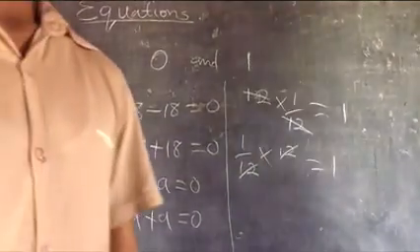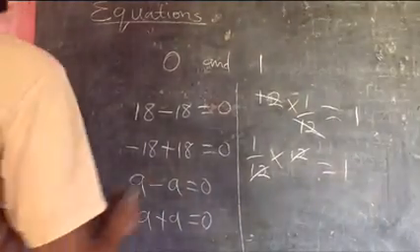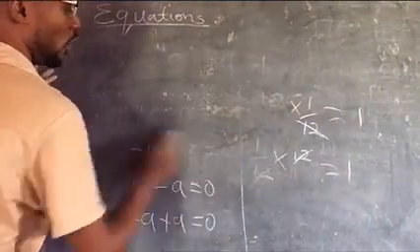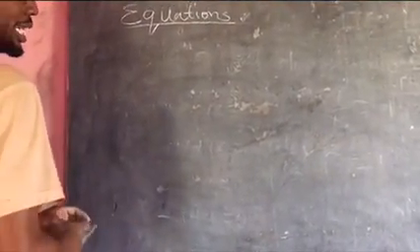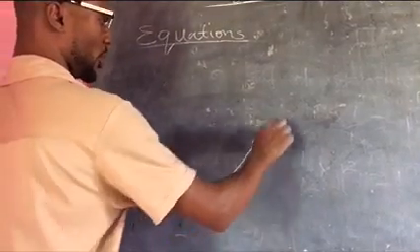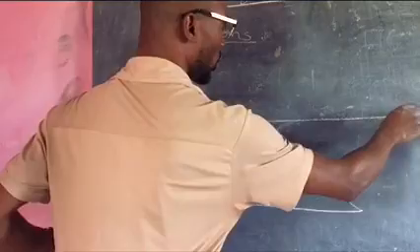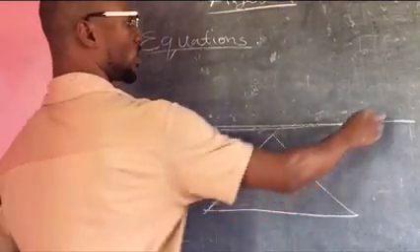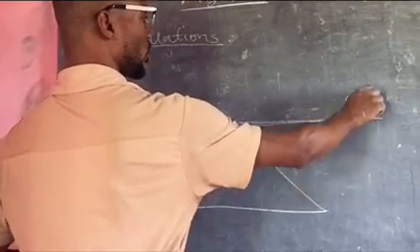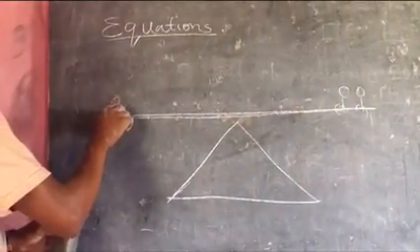Another thing we should learn for equations is that an equation is like a seesaw. If you went to primary school or nursery school, you know the seesaw we used to play with. So you can visualize an equation as a seesaw like this. When two children balance here, then two children come to balance here.